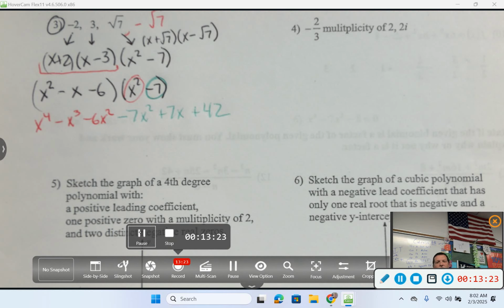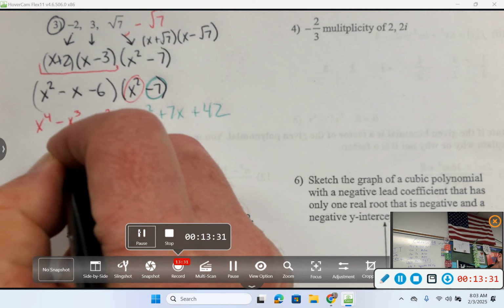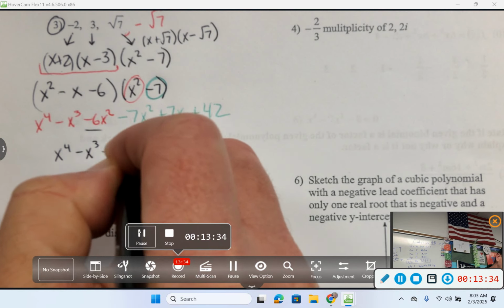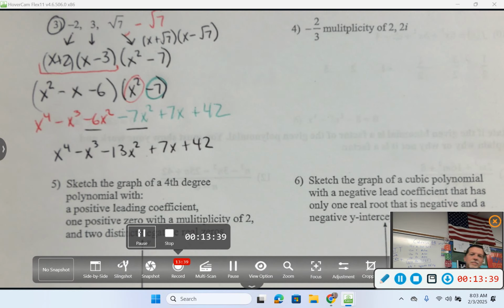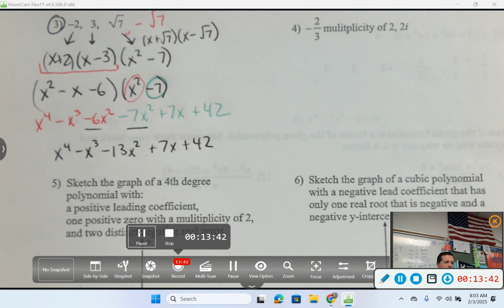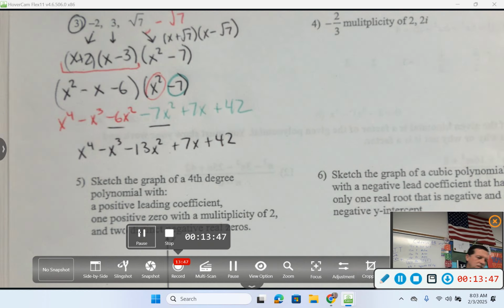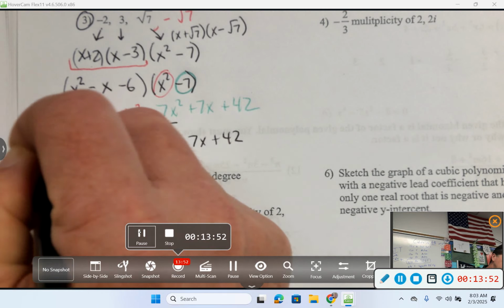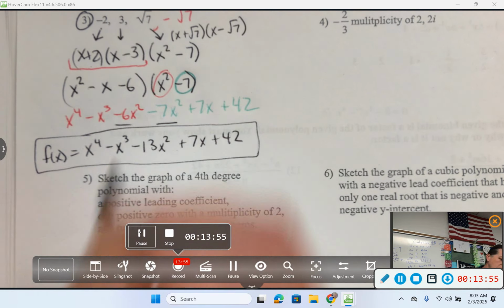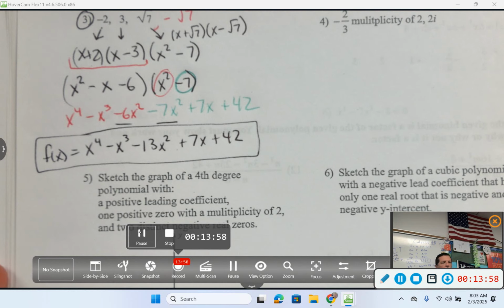It's still not quite right. What else do I need to do? Combine like terms. I guess I maybe could have done that on the fly if I was really careful. Not a good idea, though. And it says a polynomial function. That is a function. I would just rather it say f of x equals. So that wasn't terrible.